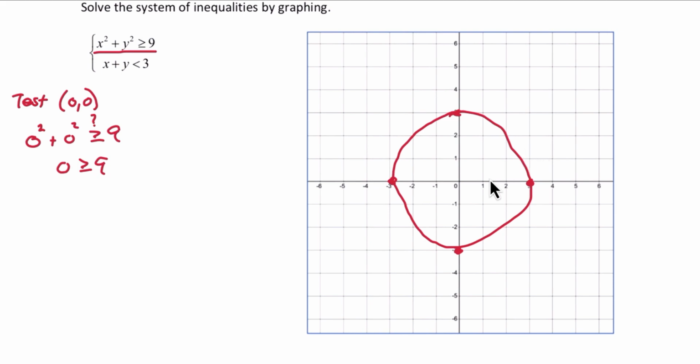We chose a point inside the circle, the origin, and it was false. That means that every point inside the circle is false. It also tells us that every point outside the circle is true. So let's make a note to shade outside the circle.